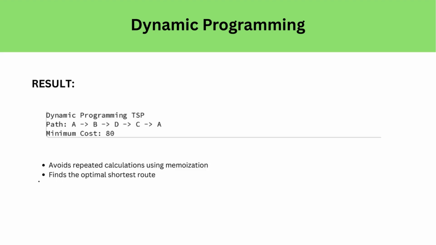As for the result, the memorization checks allow the program to reuse stored results instead of recalculating them, making the algorithm more efficient. Finally, the algorithm checks all the unvisited cities, updates the minimum cost, and finds the optimal route. For our distance matrix, dynamic programming successfully finds the shortest route with a minimum cost of 80.